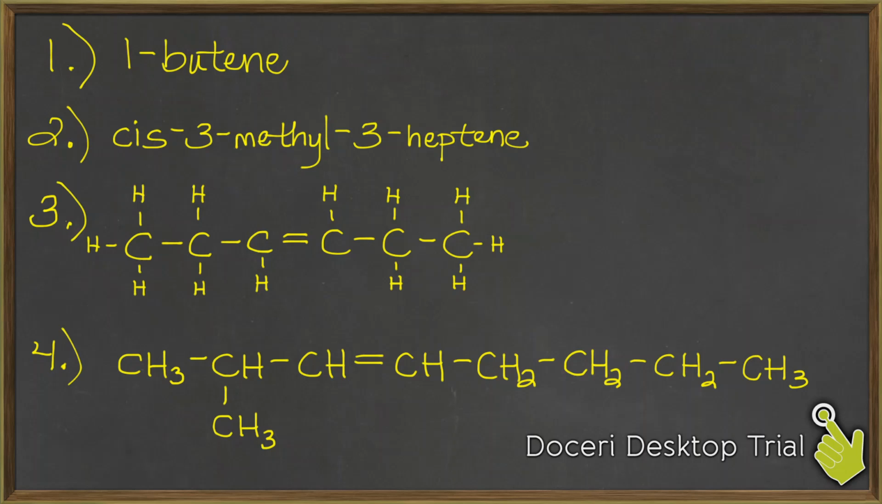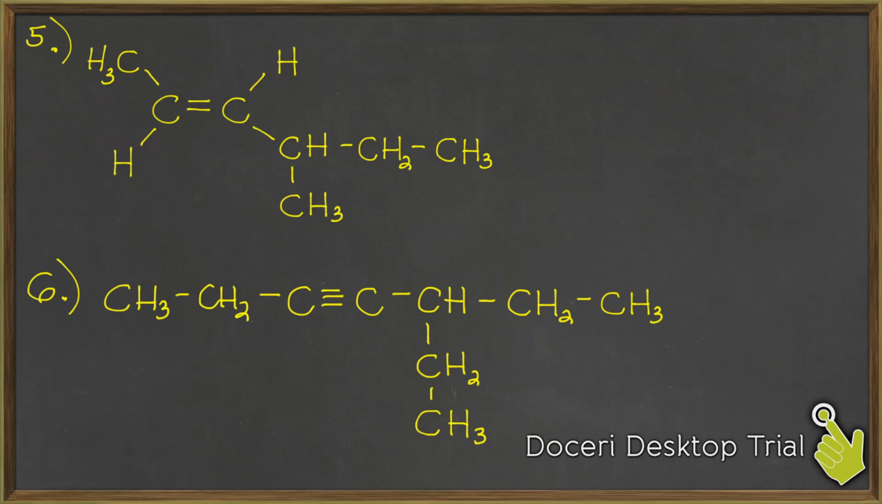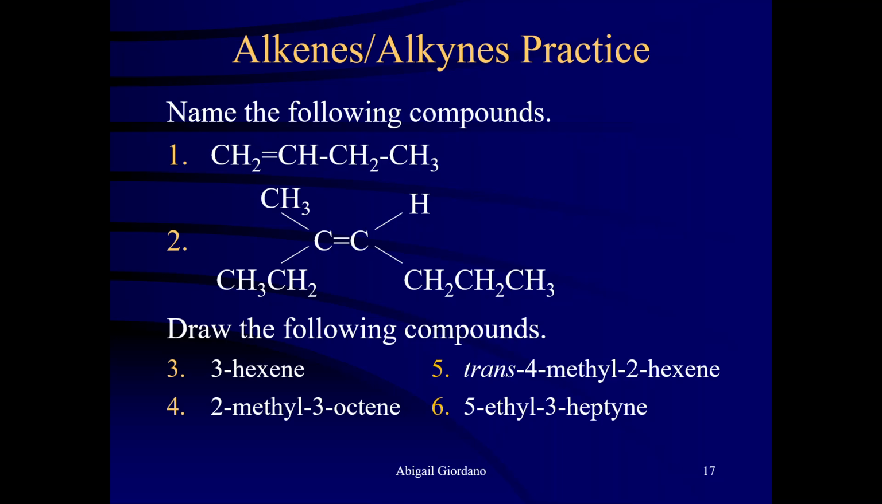Okay. And let's look over to numbers 5 and 6. 5 gave us a trans isomer, so I needed to make my drawing have that sort of X shape. Okay. And in number 6, there's our alkyne. Right? So hopefully you did all right on those practice questions.